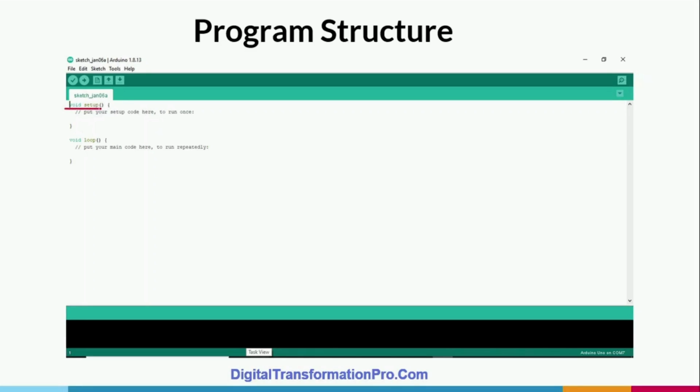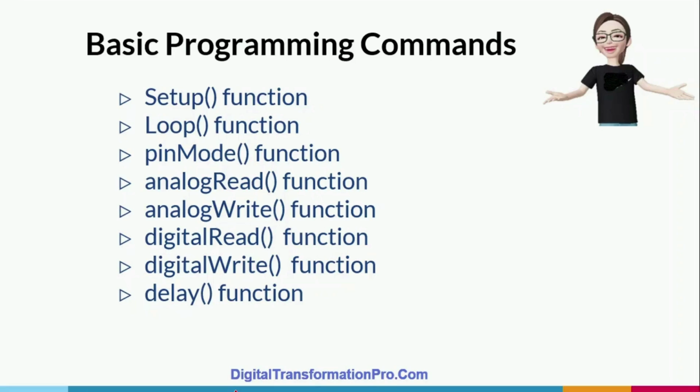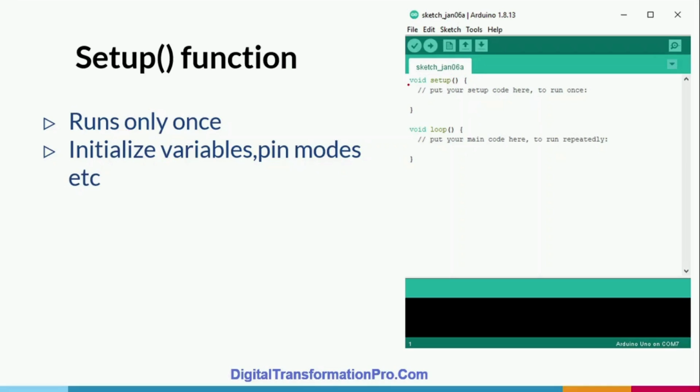First is void setup and second is void loop. And these are the basic programming commands. We will see all these functions one by one. First is the void setup function. It is used to initiate variables, pinModes, using libraries and all. It only runs once. This function you create at the top of each program.